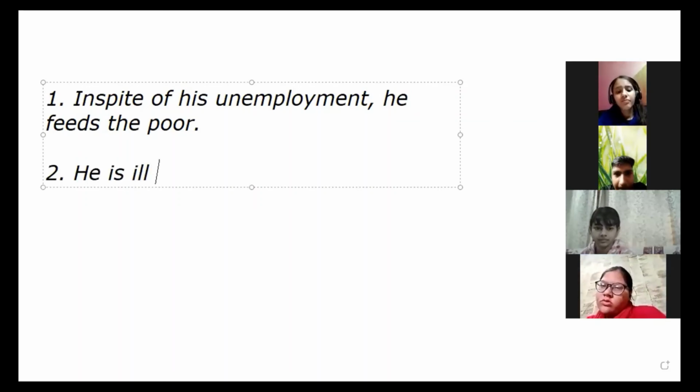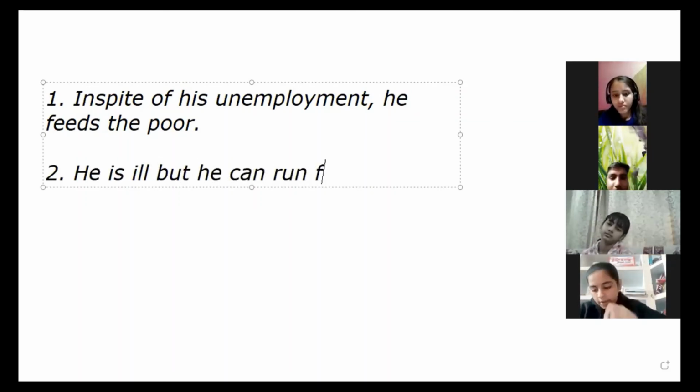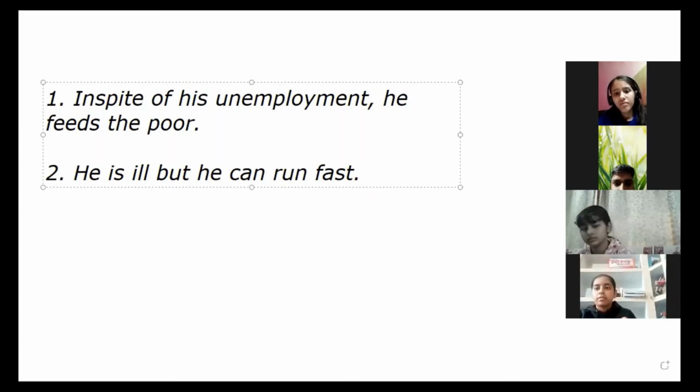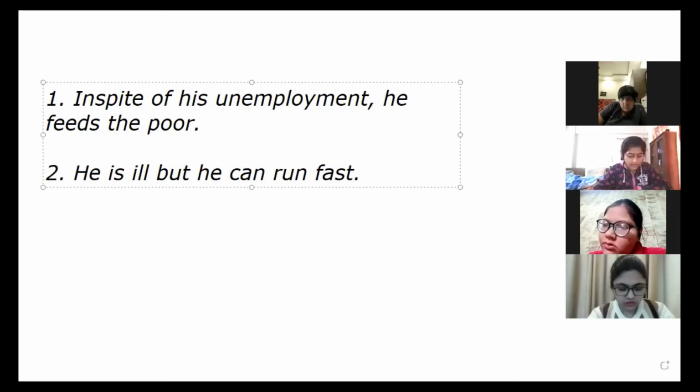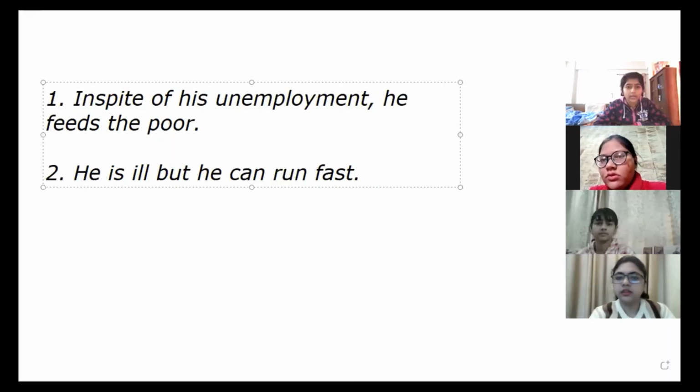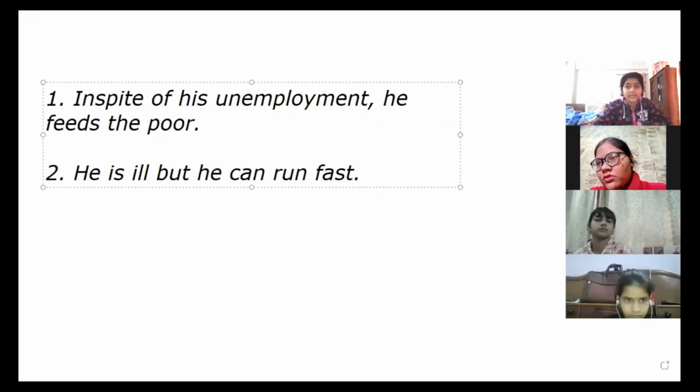He is ill, but he can run fast. Now this you have to change into simple. Sanvi? Despite being ill, he can run fast. Very good. Despite being ill, he can run fast. There's one more way of writing the sentence. Anyone? Humanyu? Despite of being ill, he can run fast. No, not despite of. Despite being ill was correct. Yes, Priyansh? In spite of being ill. Yes, in spite of. Okay, correct.